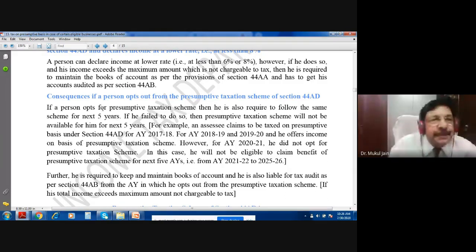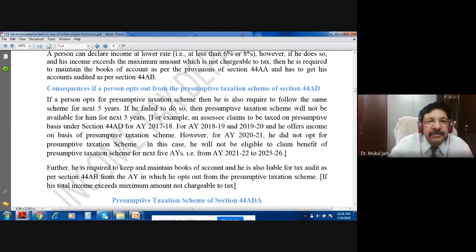लेकिन इसके लिए रूल बनाया है कि 5 साल आपको एक ही स्कीम में रहना पड़ेगा। इफ अ पर्सन ऑप्ट्स फॉर, देखिए मैं पढ़ रहा हूं आपको, if a person opts for presumptive taxation scheme then he is also required to follow the same scheme for the next 5 years. If he failed to do so, then presumptive taxation scheme will not be available for him for the next 5 years. अगर आपने लगातार 5 साल नहीं चलाई है प्रिजम्पटिव, आप अगले साल फिर नॉर्मल स्कीम में आ गए, तो फिर आपको 5 साल अगले साल नॉर्मल स्कीम चलानी पड़ेगी आपको। फॉर एग्जाम्पल ये सारा एग्जाम्पल दिए हैं। If he did not opt for presumptive, in this case, he will not be eligible to claim benefit of presumptive taxation for the next 5 years, 5 assessment years.